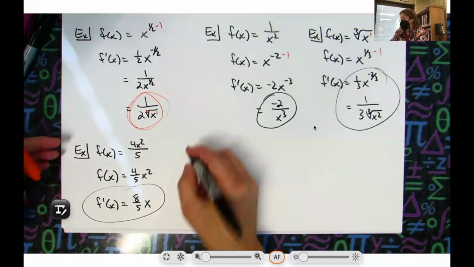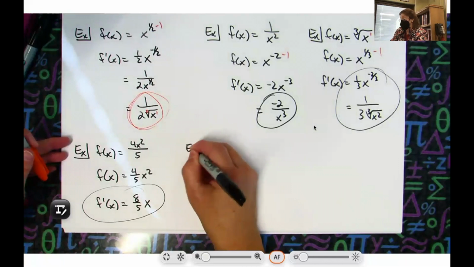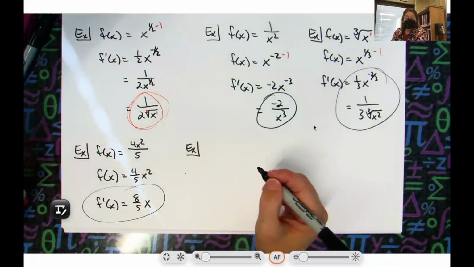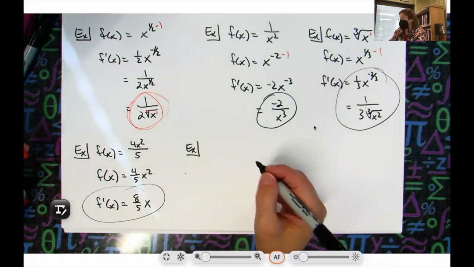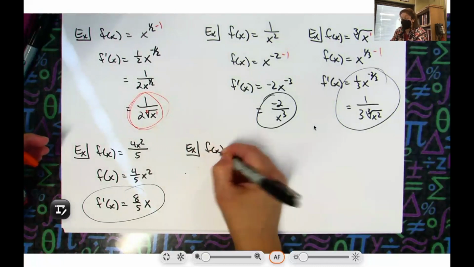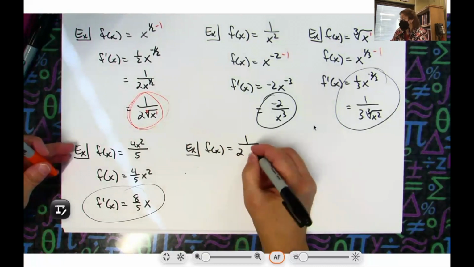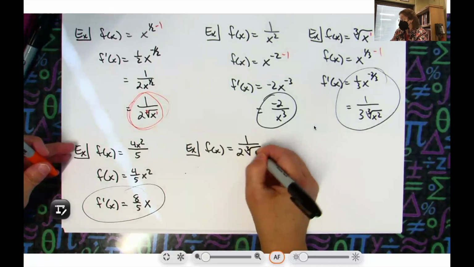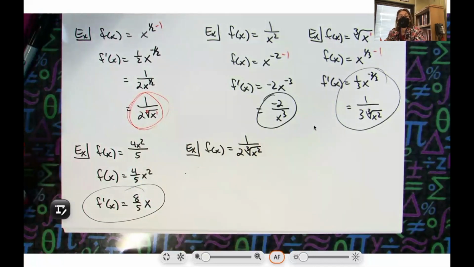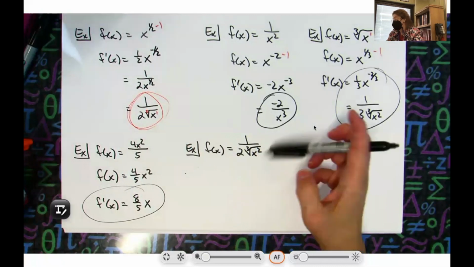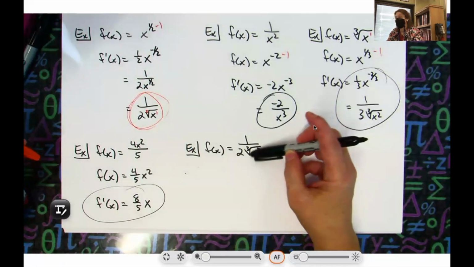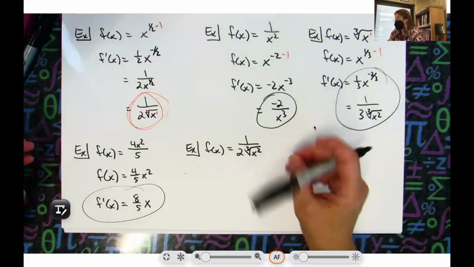Well, shoot, I got more room. Let's just do another one on this piece of paper. Let's take a look at, say, f of x is equal to 1 over 2 times the cube root of x squared. Okay, so am I going to have a lot of algebra manipulation to do first? Yes. All right, so probably I might turn this into an x raised to a fraction, because ultimately I want to do that.